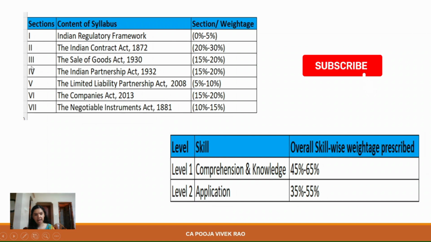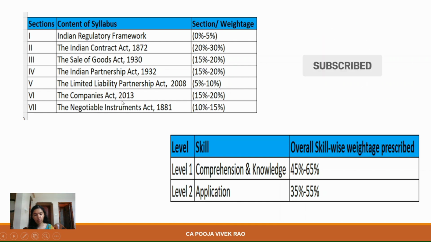Section 3 is Sale of Goods Act 1930. The section wise weightage allocated to this is 15% to 20%. Section 4 is Indian Partnership Act 1932. The section wise weightage allocated to this is 15% to 20%. Section 5 is the Limited Liability Partnership Act 2008. The section wise weightage allocated to this is 5% to 10%.